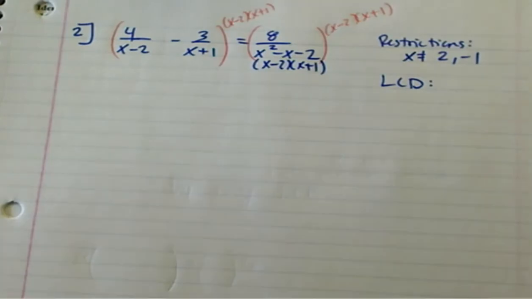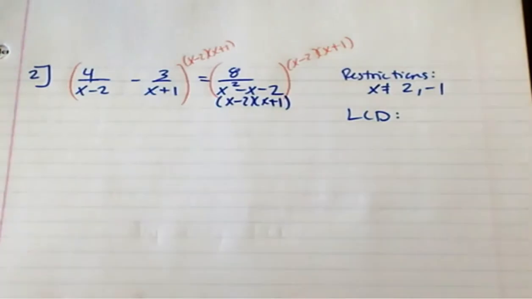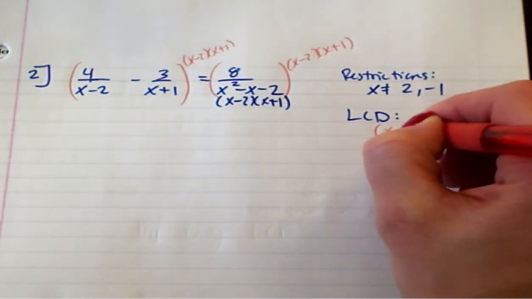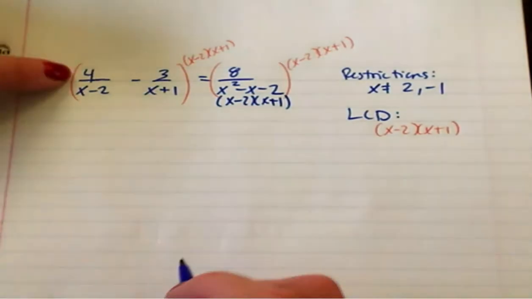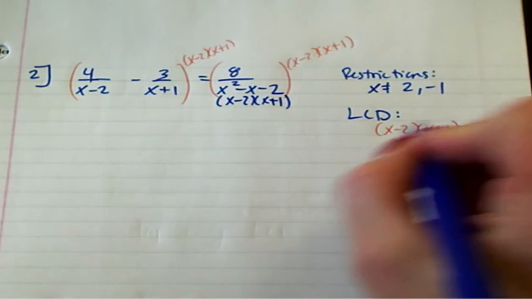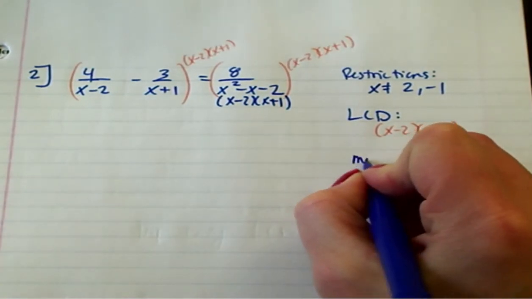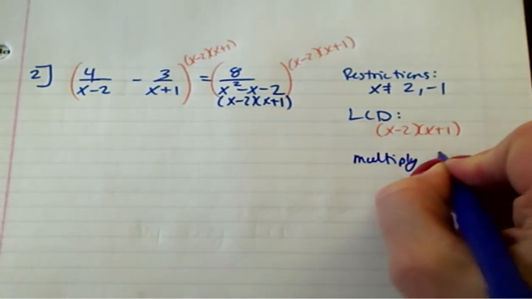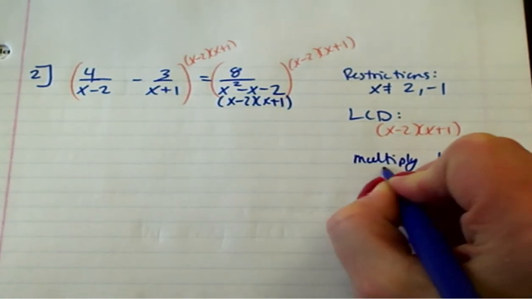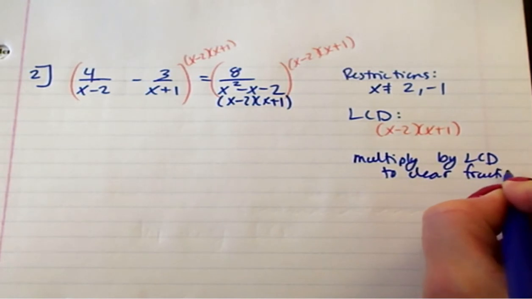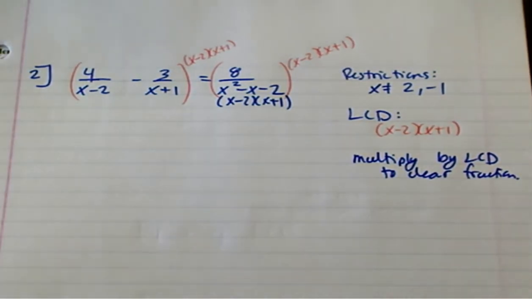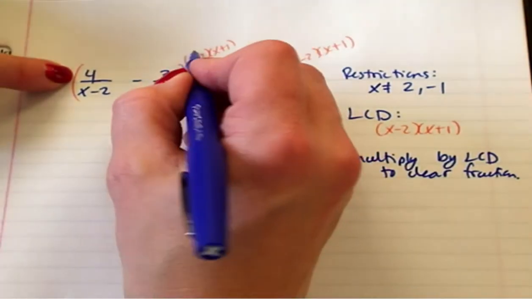Okay, there's my step. My least common denominator, just two factors, and clear the fraction. Multiply by the LCD to clear the fraction, which in turn removes the x from the denominator and makes it simpler to solve.